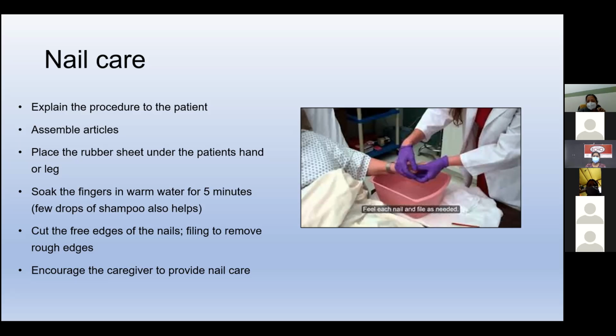And of course, after cutting, nails also turn dry, right? So as you apply the moisturizer over the skin, nails also need good moisturization, right? So when we are taking care of hands, don't forget fingers, between the digits, and nails also. And of course, filing of the rough edges is also very important.